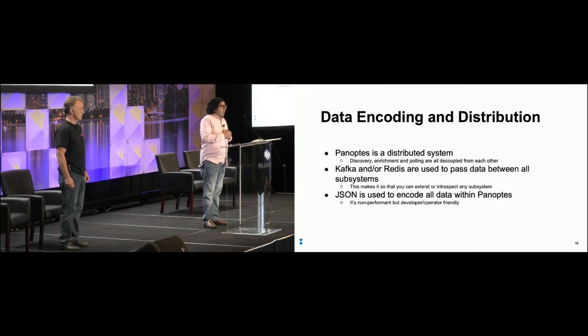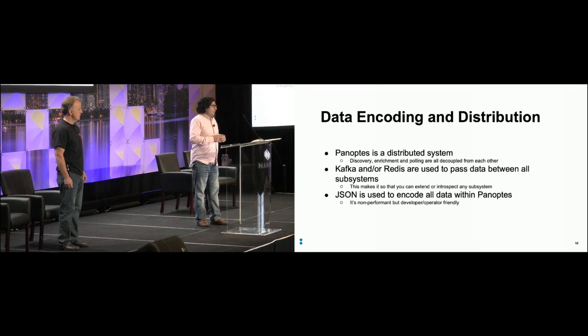And there are two dimensions to that. One is the fact that the three subsystems that I mentioned, discovery, enrichment, and polling, are completely decoupled, which means we can scale them out individually. It also means that within each of these systems, we can actually spin up more hosts. For example, if I need more polling capacity, I can simply spin up more hosts, and it becomes part of a cluster, and I get more polling capacity.